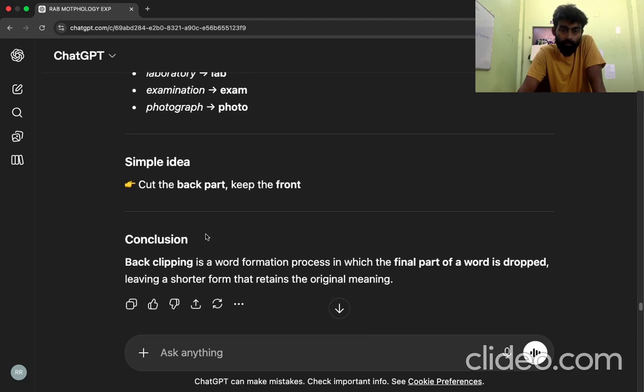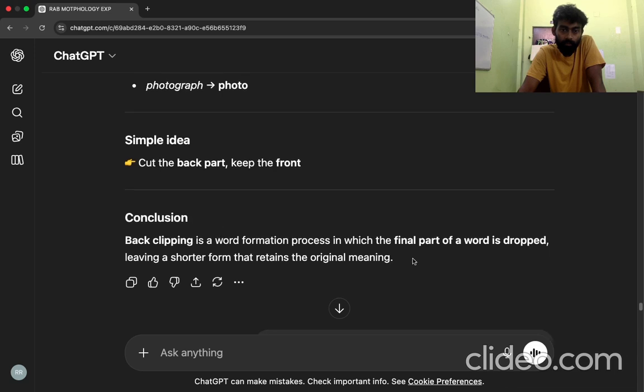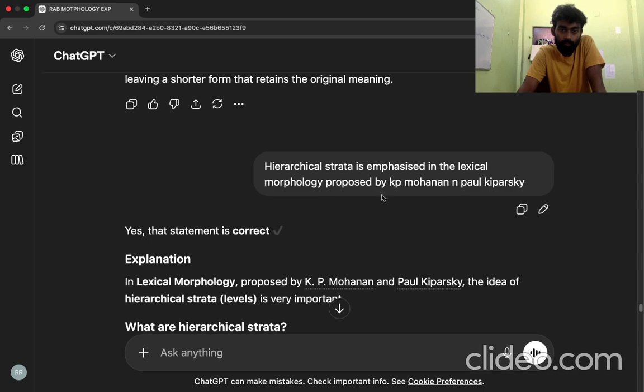Conclusion. Back clipping is a word formation process in which the final part of a word is dropped, leaving a shorter form that retains the original meaning. Yes, that statement is correct. Explanation. In lexical morphology, proposed by K.P.